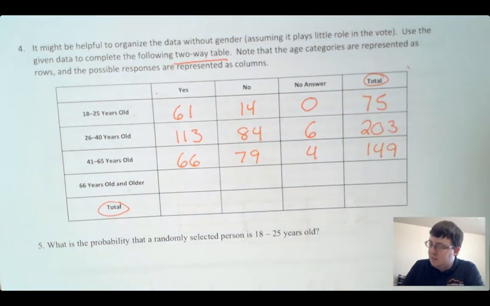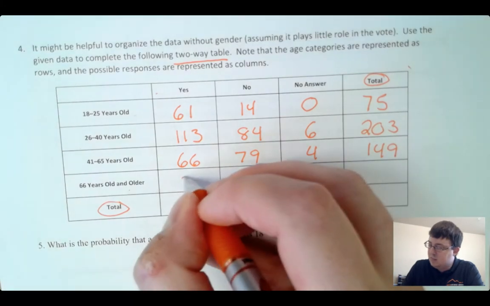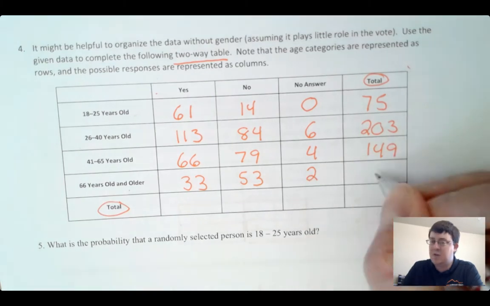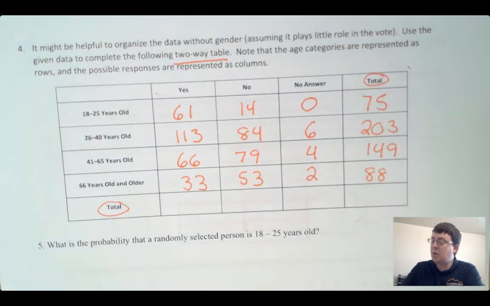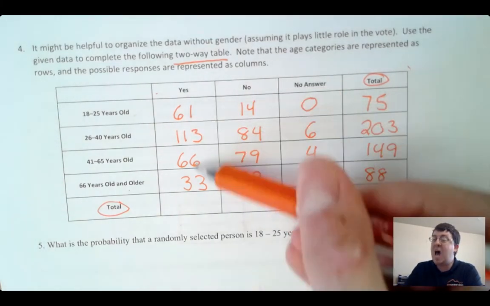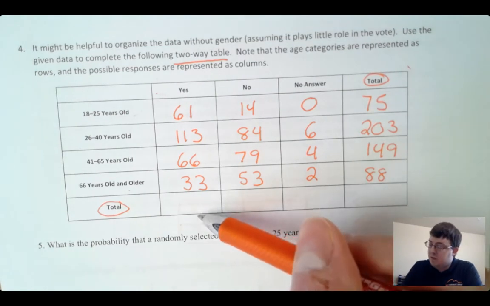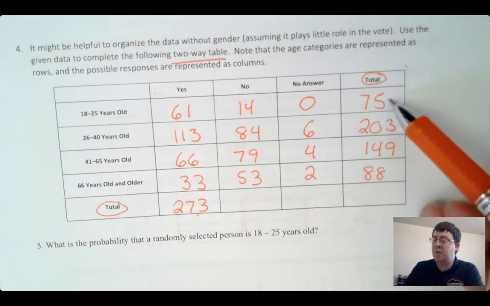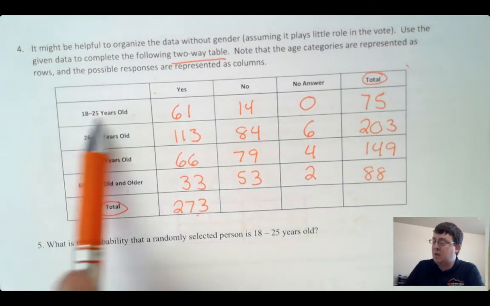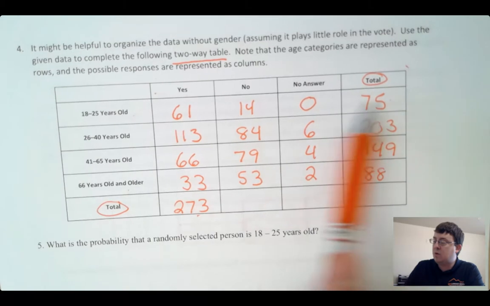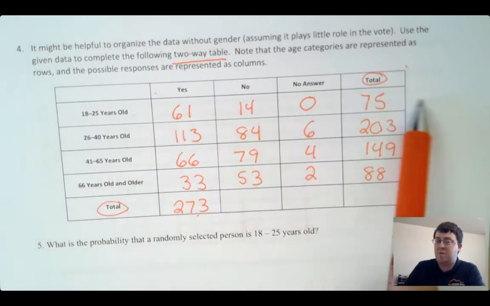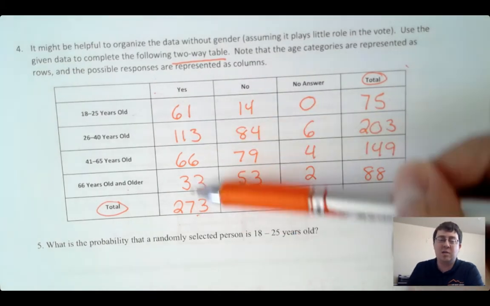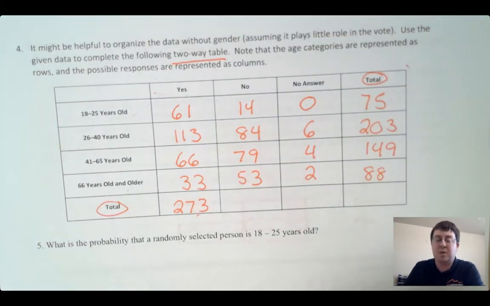And then for 66 years and older, 33 said yes, 53 said no, 2 didn't answer, 88 total. I'm going to total all the way down here too to figure out how many total yes votes I have. That's 273. So these totals on the side and the bottom tell me the total of each thing. Along this row, there are 75 of these 18 to 25-year-olds, and along this column, there are 273 total yes votes. It's going to help me find some probabilities in a second.